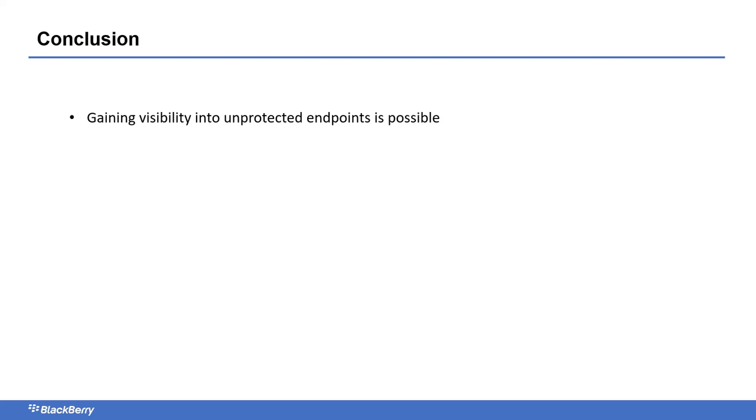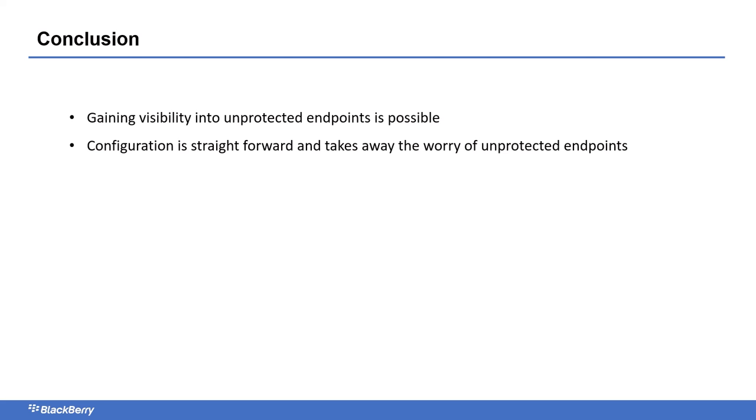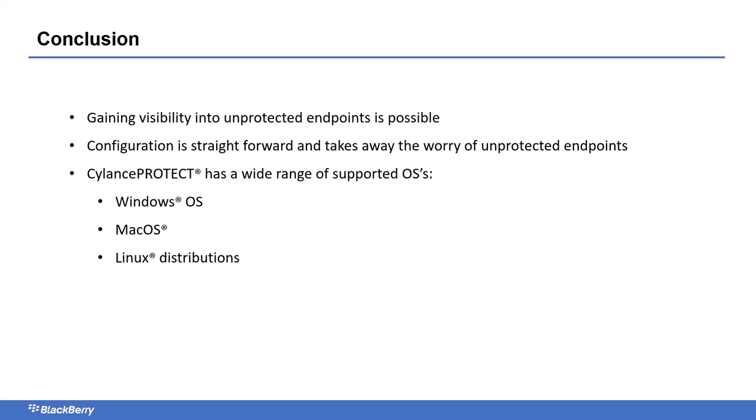Now you've seen how easy it is to gain visibility into endpoints that reside in your environment that aren't only not protected, but also are supported for protection. This feature takes away the unknown and worry of unprotected endpoints inside your organization. CylancePROTECT has a wide-ranging list of not only supported operating systems across Windows, macOS, and Linux, but also supported Linux kernels that ensures you're in a state of prevention.